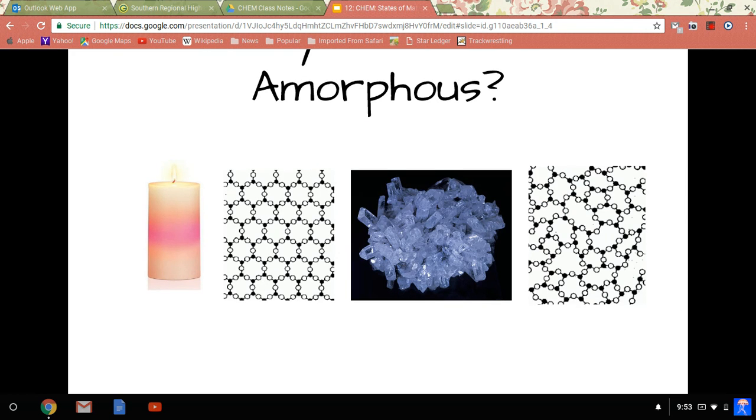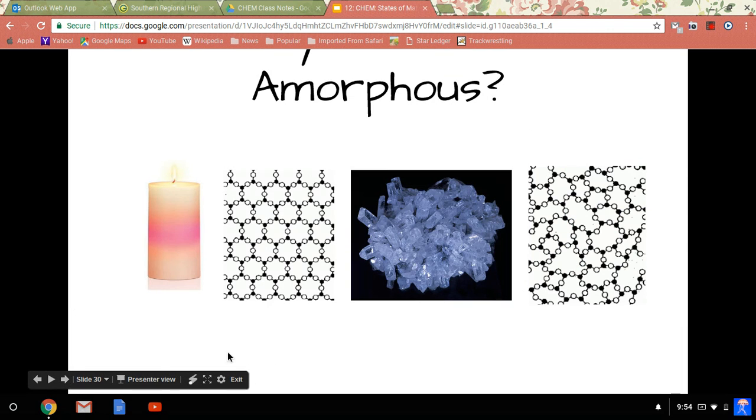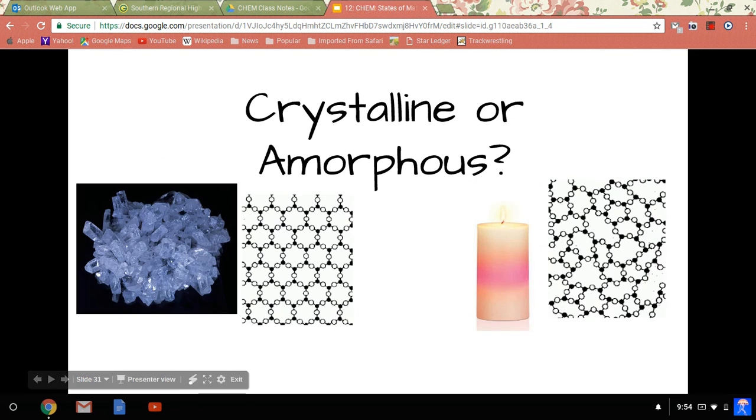So when you look at these, we have wax, which would be amorphous. We have a repeating pattern, so this would be crystalline. Right here you can tell just by the crystals, crystalline, and then an example of an amorphous solid.